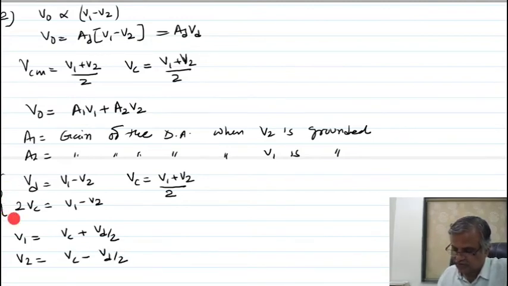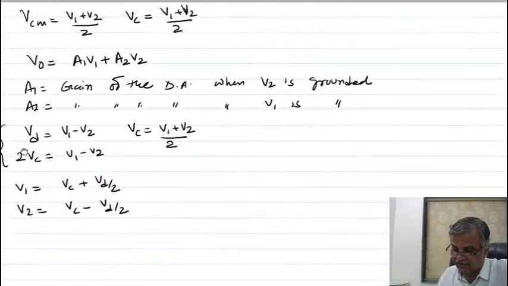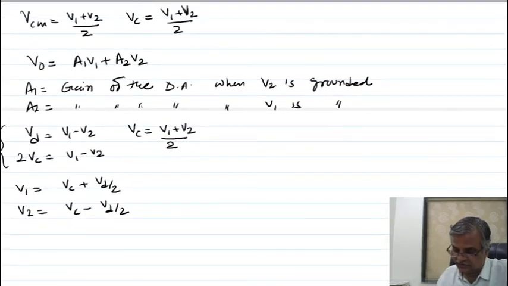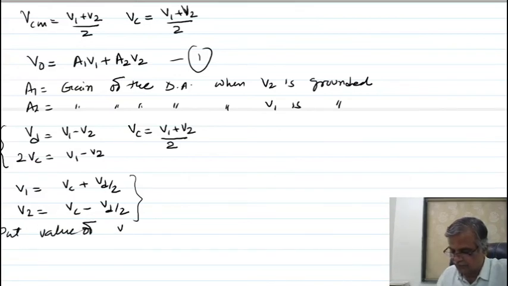By solving these two, if I do the addition of these, I will get this. Now I am putting these values in this equation. Look here, this is equation 1. Put the values of V1 and V2 in equation 1.